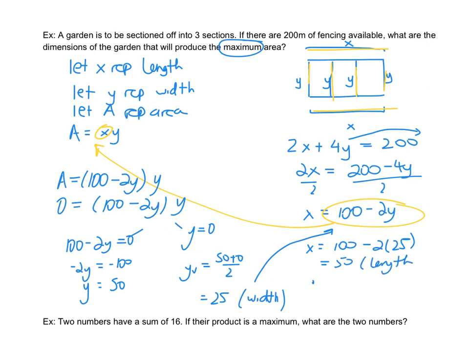So therefore, the garden is 25 meters by 50 meters. And that's it for that one. And now let's try one more optimization question.